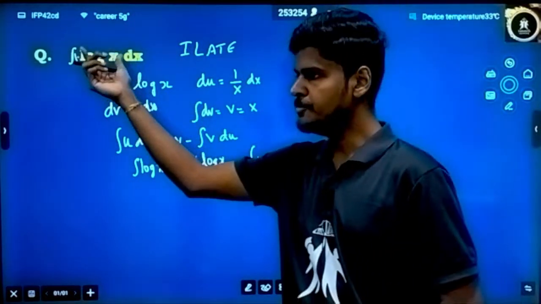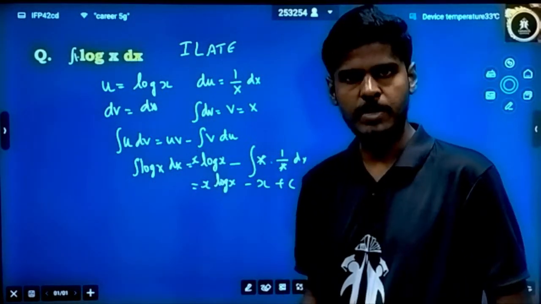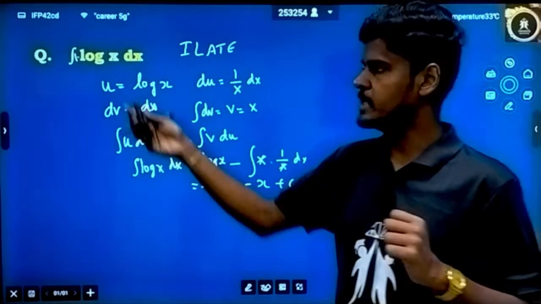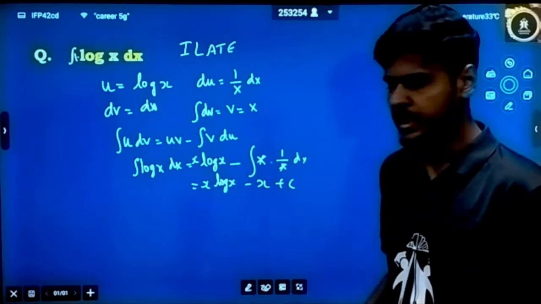So this integration of log x is obtained by integration by parts. So the final answer, integral of log x is equal to x log x minus x.